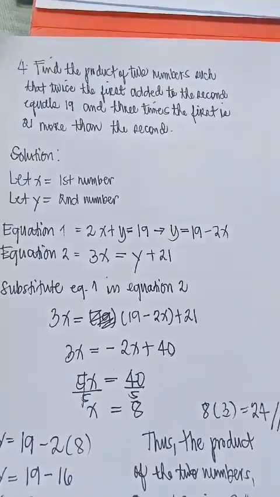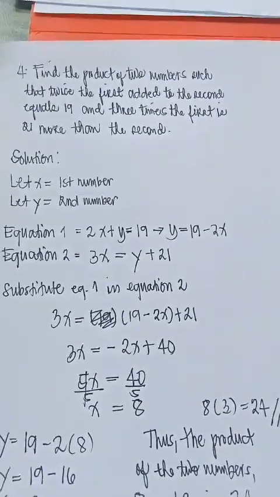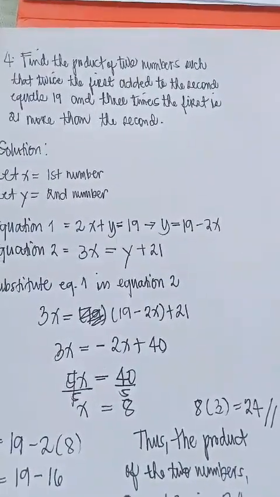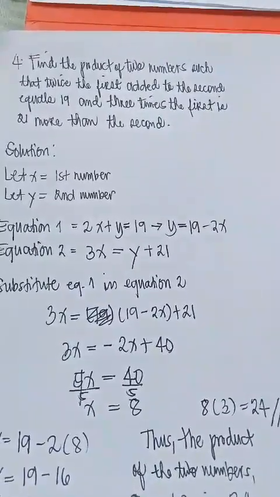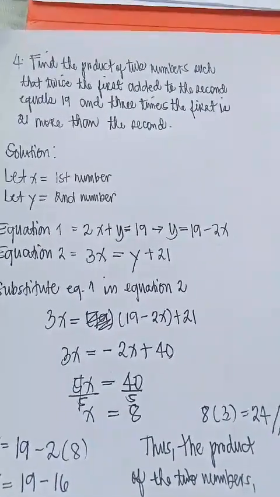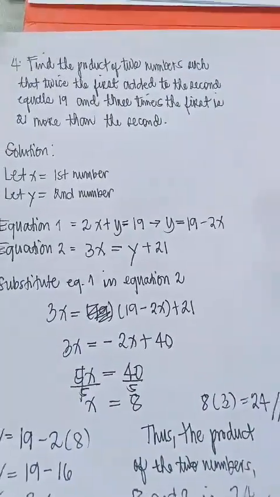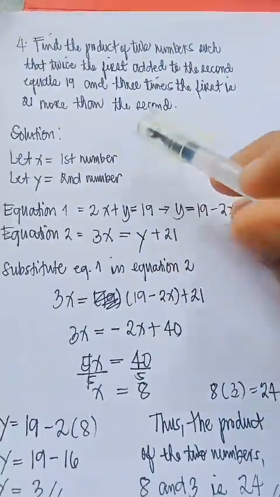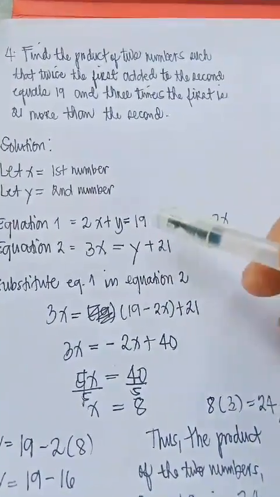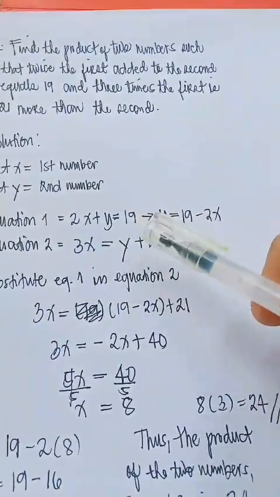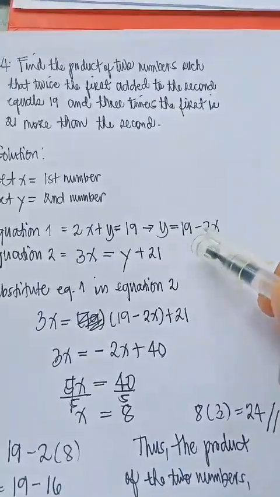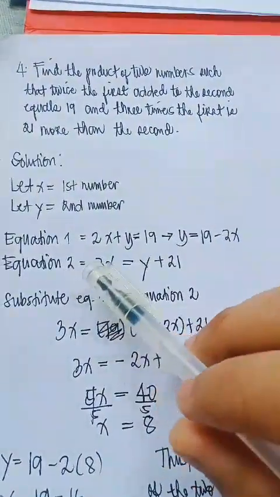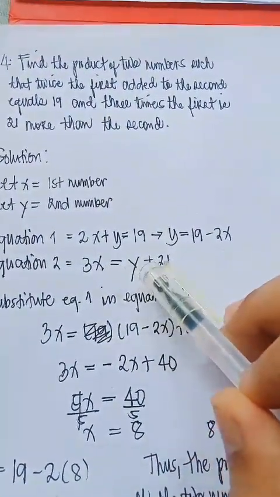Problem number 4. Find the product of two numbers such that twice the first added to the second equals 19 and 3 times the first is 21 more than the second. So our solution goes like this. In this problem, we let x as the first number and y as the second number. Our equation 1 is 2x plus y equals 19, or y equals 19 minus 2x. Our equation 2 is 3x equals y plus 21.